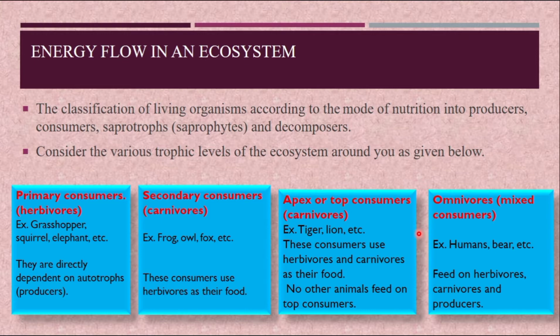It includes the terrestrial ecosystem, which is again classified into forest, grassland and desert. The aquatic ecosystem includes the freshwater ecosystem, that is spring, stream, river, lake, pond and pools. The marine ecosystem includes two types, the ocean and the estuarine ecosystem.